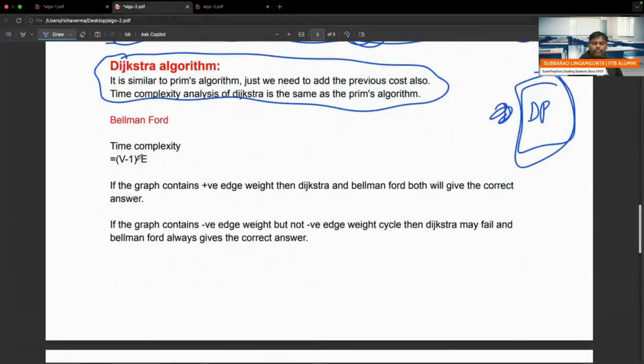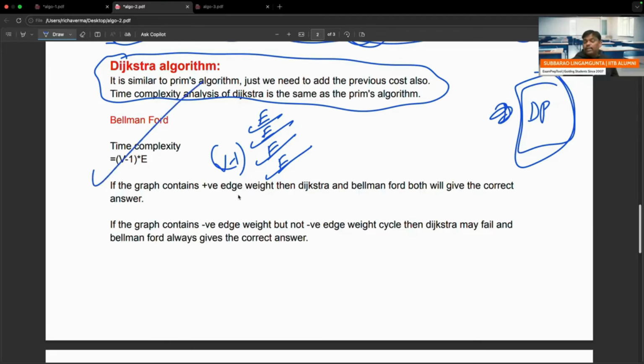Bellman-Ford time complexity: every round you process E edges, and you do V minus 1 rounds, so the time complexity is V times E. If the graph contains positive edge weights, then Dijkstra's and Bellman-Ford both will give the correct answer. If the graph contains negative edge weights but no negative edge weight cycle, then Dijkstra's may fail, but Bellman-Ford will always give the correct answer.